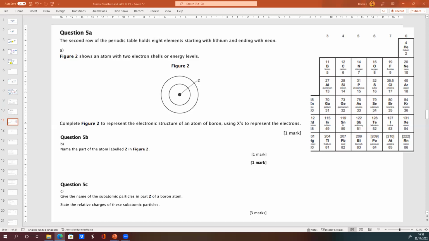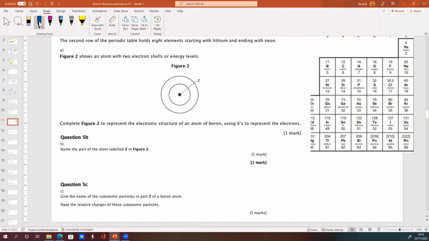Okay, let's run through this one then. It tells you roughly where it is, the second row of the periodic table, so you've found yourself boron. Complete the diagram to show the electronic structure. They've given you the shells, you just need to pop the electrons in.